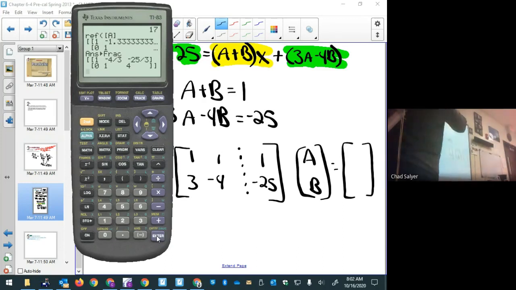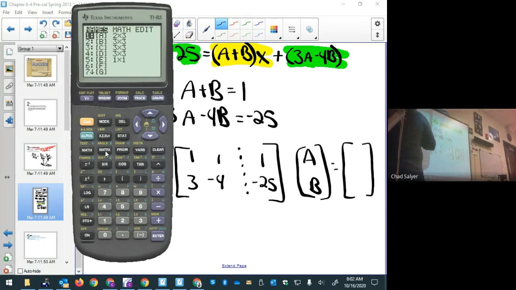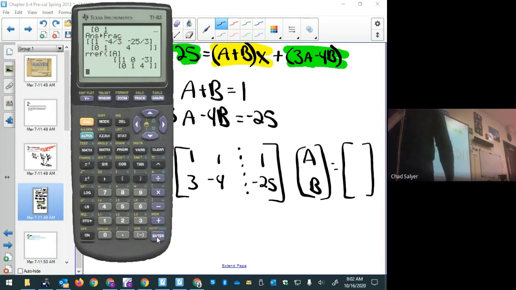Oh, I got REF. Well, no wonder it was weird. Sometimes I click too fast. Did it again. Okay, hold on, we'll get there. You can just do alpha B. There we go. I was going too far, is what I was doing. Okay, so there we go. So -3 and +4.